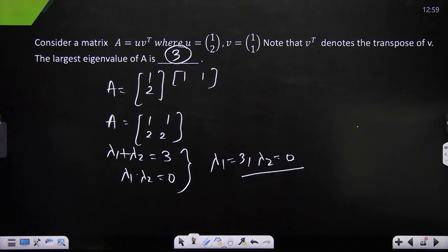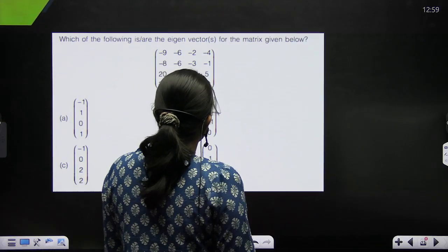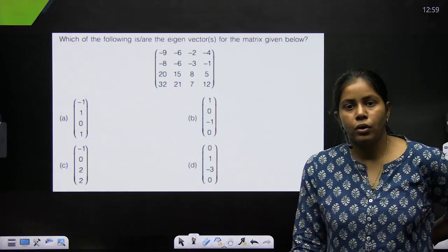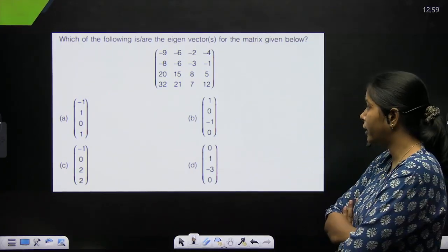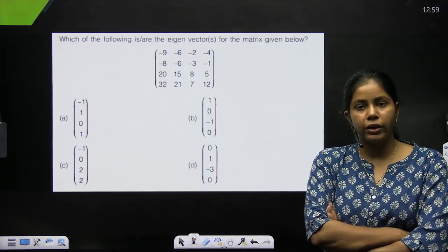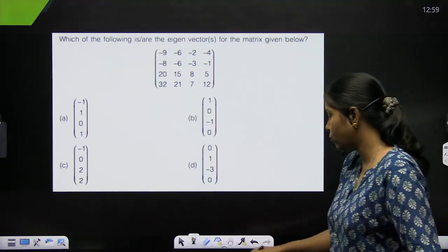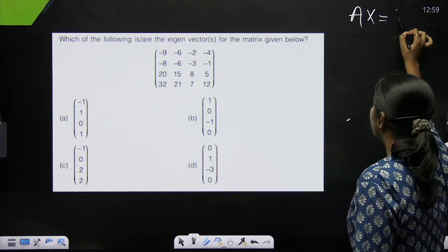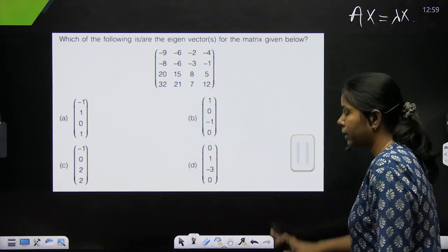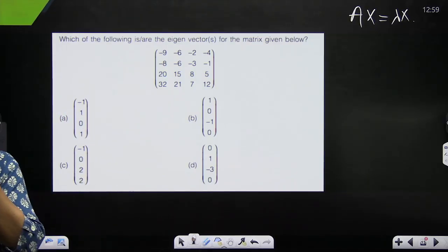Now let's see the next question. It says: which of the following is/are the eigenvectors for the matrix given below. So you can see that it is a given 4 cross 4 matrix. Would it be possible for us to find out the eigenvectors corresponding to this matrix? First I need to find out 4 eigenvalues. Would it be possible? No. So what would I do? I am going to use this: if I multiply the matrix with the vector, I'll get the vector itself with a scalar multiple lambda.